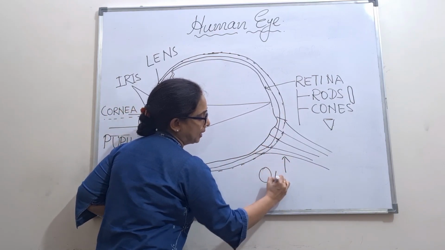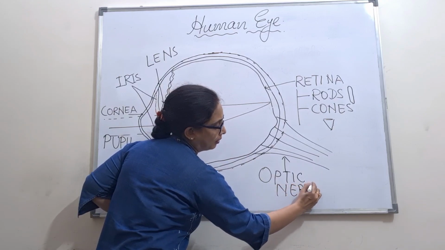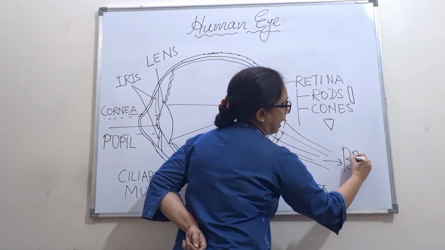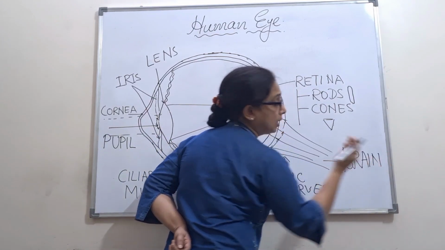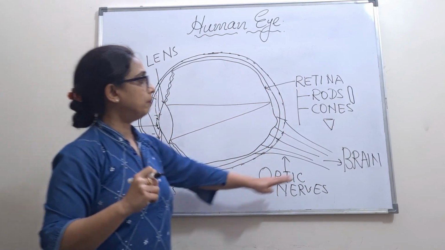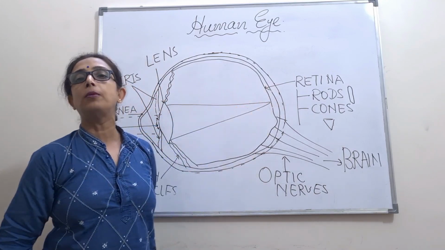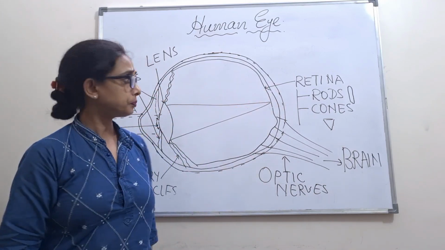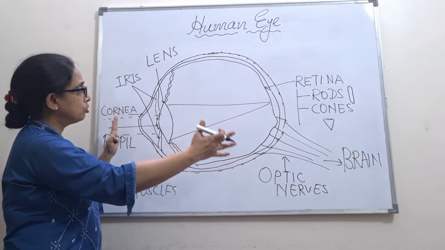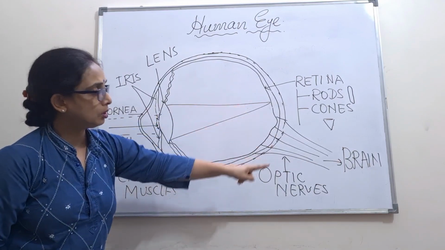These are termed as optic nerves, which are taking the information to the brain, and then the brain can decode. Coding and decoding, you all are aware of this now. The brain can decode and sense whatever is formed on the retina. So this is our entire structure of the human eye. Look, I have drawn it and I have labeled it also.